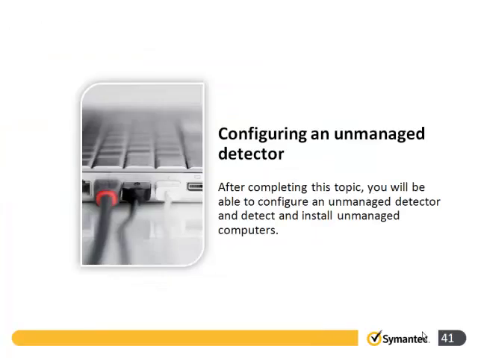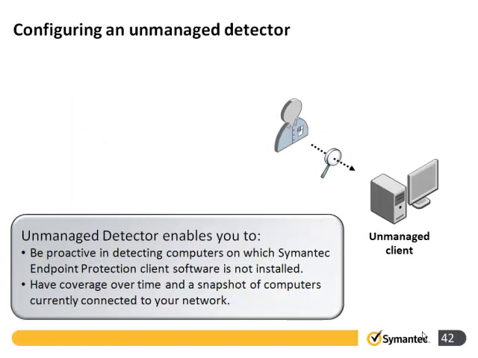So configuring an unmanaged detector. So what exactly is an unmanaged detector? Well, it's a client system that is sitting on a particular subnet reporting back the information about ARP traffic that's going on around that network. The SEPM manager will then be able to establish whether or not that information or clients that are reporting that information are actually managed. So by configuring unmanaged detectors, you're able to establish whether or not you have any clients out there that aren't being managed successfully. So we're being proactive in detecting computers which don't have the SEP client installed.